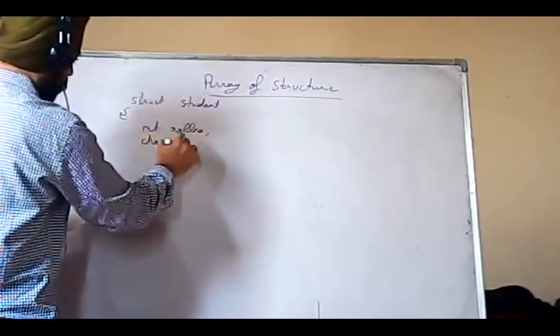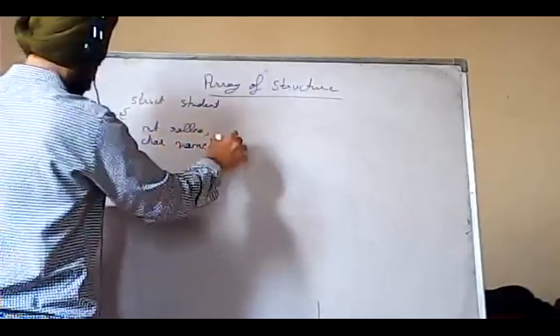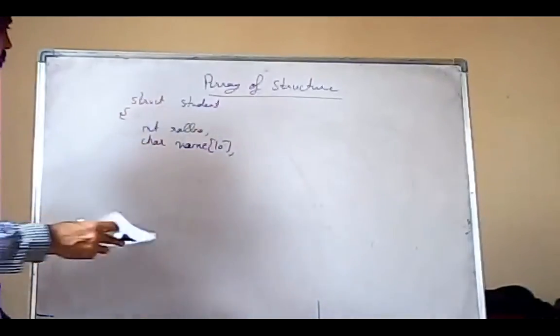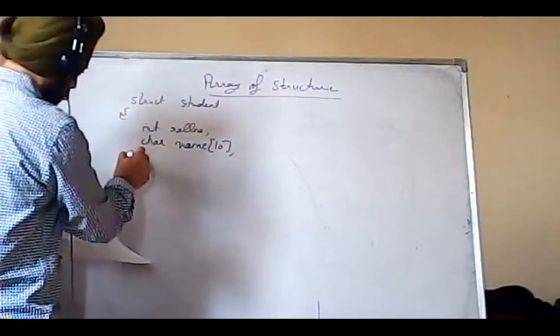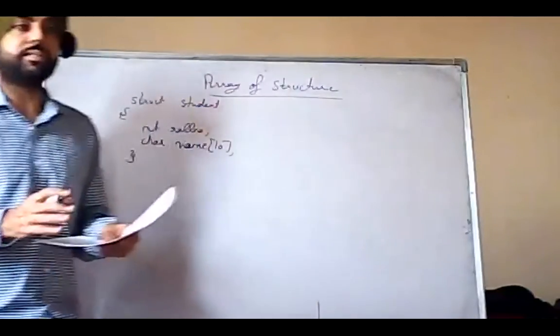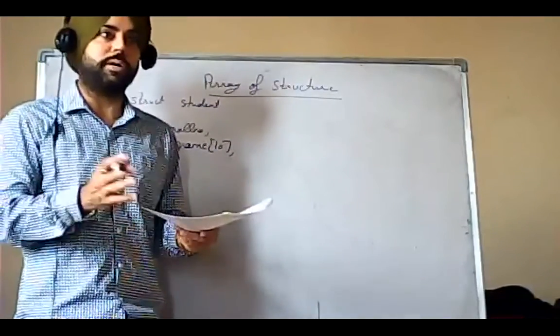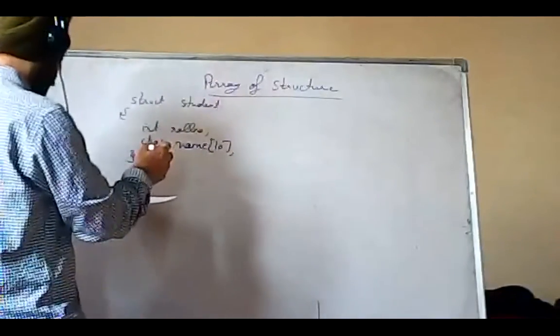And now I am just going to declare a character type variable, and I'm going to pass the address or size of the particular variable. Then after that, I'm closing the structure. So before closing the structure, I'm just going to assign the size of the array to the particular array or to the particular object.